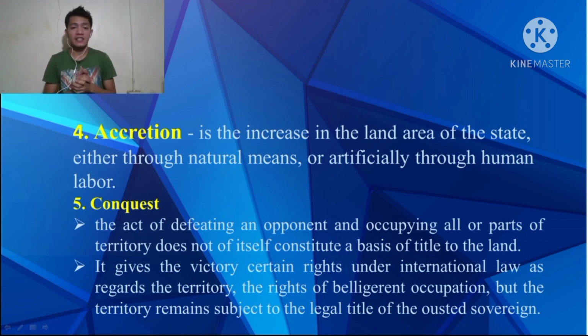And lastly is conquest. As I said earlier, cession is different from conquest because in cession you are giving up something, you're giving up power to another state, like you're giving land. In conquest, the act of defeating an opponent and occupying all or part of its territory does not itself constitute a basis of title to the land. It gives the victor certain rights under international law as regards the territory, the rights of belligerent occupation, but the territory remains subject to the legal title of the ousted sovereign.